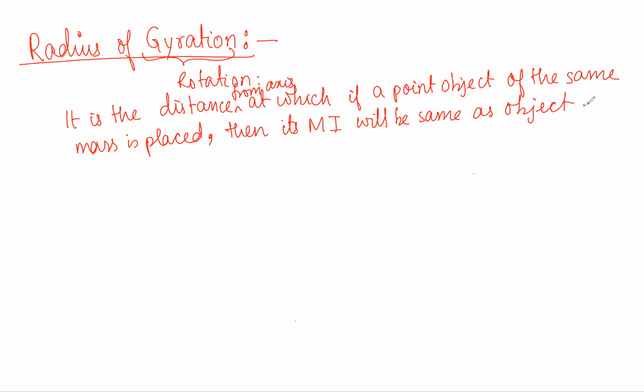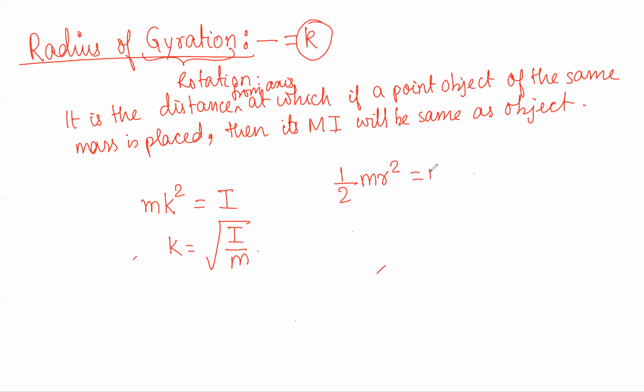I'll explain what it is. The radius of gyration is represented as k. So if you write mk square, then you can equate it to some moment of inertia I. So k is equal to root over I by m. It's very easy. It's not that complicated. Let's take a disk, half mr square. So what is the radius of gyration? Just write mk square. Cancel out the m. K is equal to r by root 2.